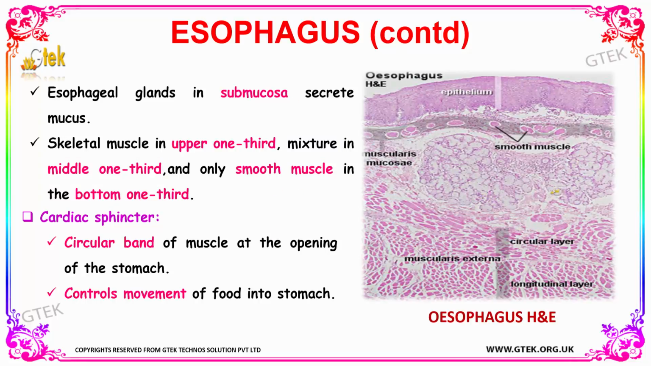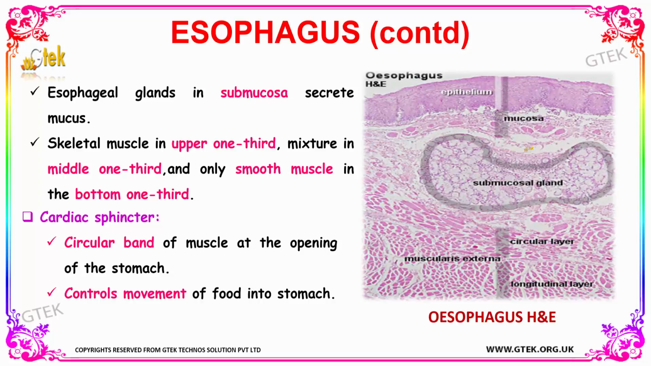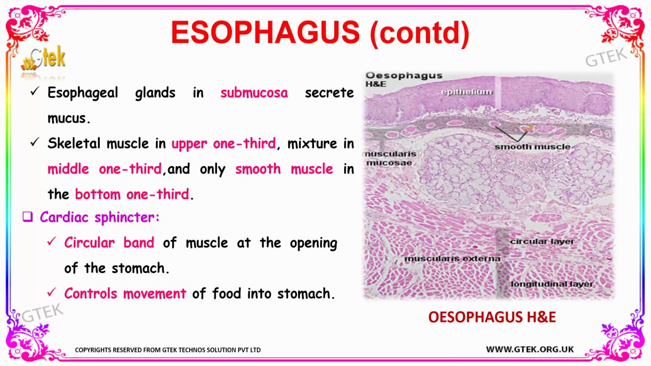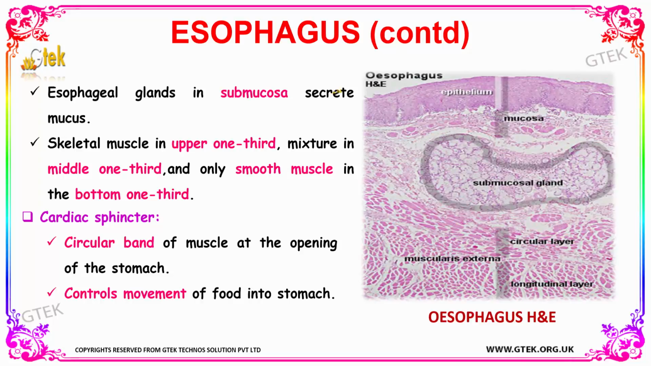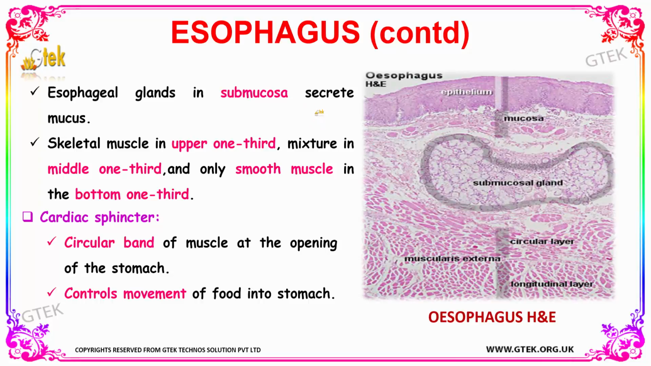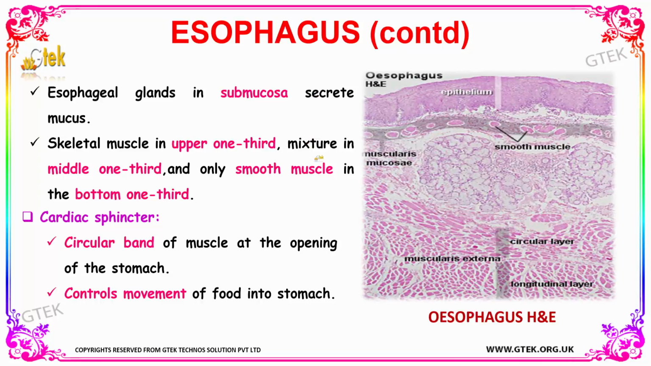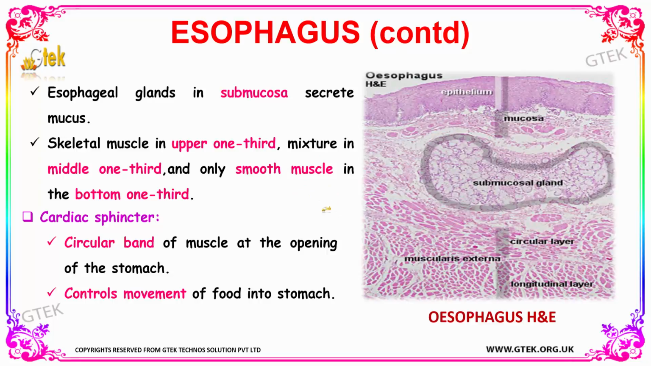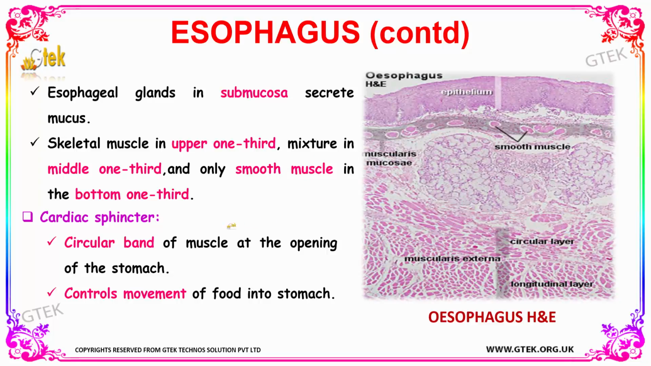So here you can see your submucosal gland which produces the mucus, and your smooth muscle is over here. So your skeletal muscle is present in the esophagus in the upper 1/3 portion and smooth muscle in the bottom 1/3.